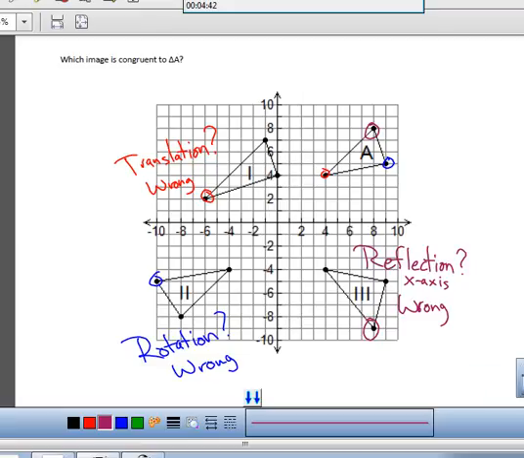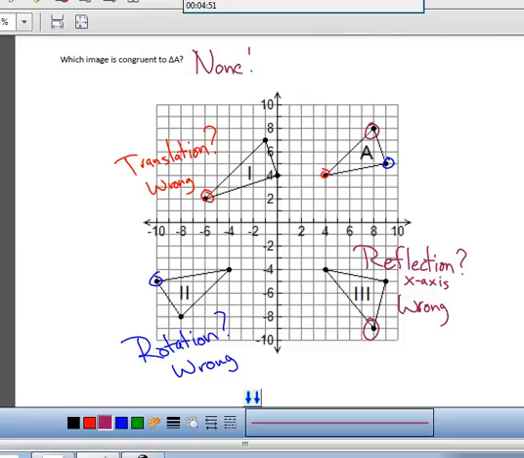So the answer to the question, which image is congruent to triangle A? None of them are. And that's because none of these are the same shape and the same size. And I bet most of you could probably tell at least the first and the third. The second one looks pretty close, but I think if you look at it long enough, you can tell the second one and the original image are not congruent to each other.